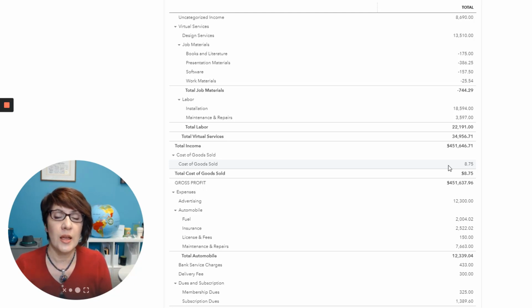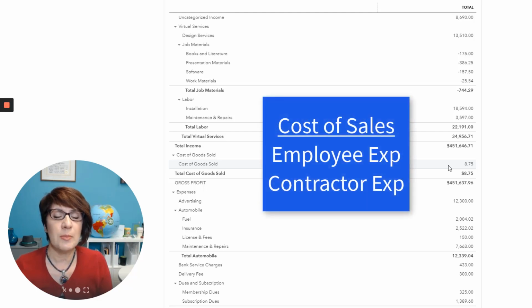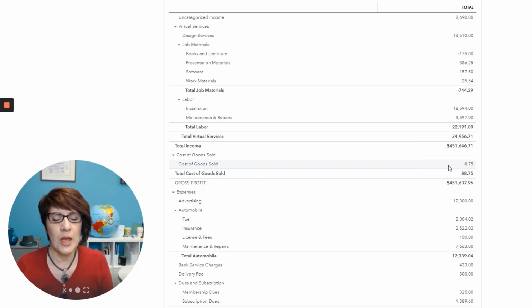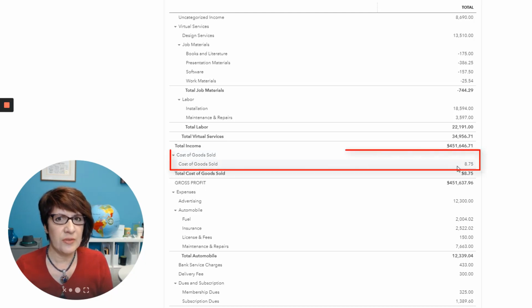But if they do, which can be okay, to track some costs in cost of sales, what you would generally see might be some employee expenses, independent contractor expenses, and other expenses incurred in delivering services to clients. And when we're looking at this company again, we're seeing $8.75, which seems really low. If anything, you wouldn't track cost of sales or cost of goods if it's that low.